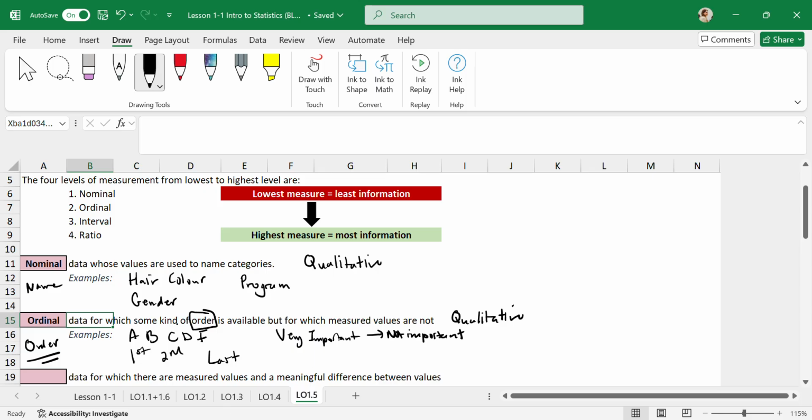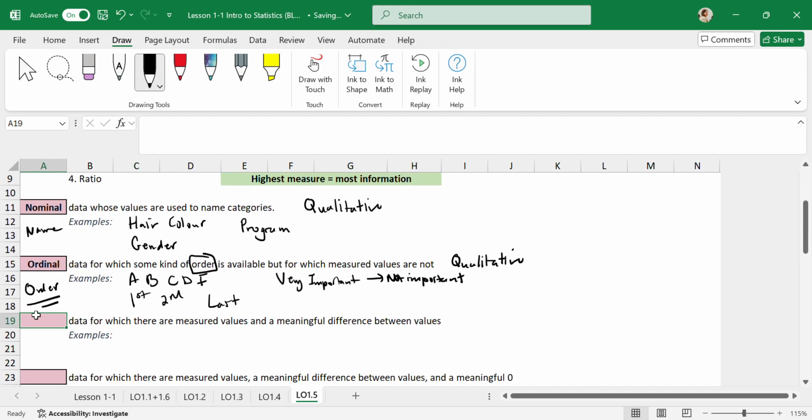So if you can order the categories in some type of way, then that gives you a little bit more information than ones where the order doesn't matter at all. So nominal is the lowest. It's putting it into categories where the order does not matter. Ordinal is next. You put into categories, but the order does matter. The next level is called interval. Interval is where you actually have a numeric value. So this would be quantitative. There's a difference between the numbers, like there actually is numerical values, but there's no meaningful zero.